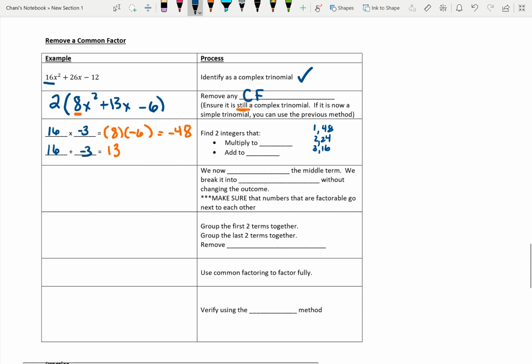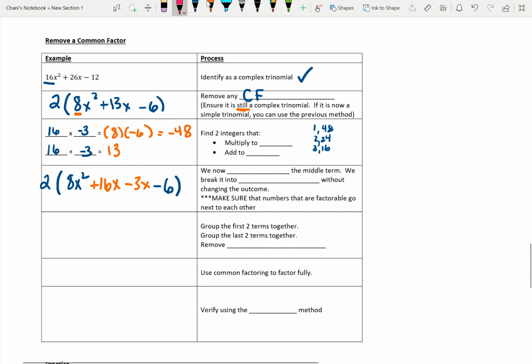So remember, I want to put numbers next to each other that make the most sense. So the 2 stays out here, and then I start with my 8x squared, and here's where I decompose the middle term. So instead of 13x, I do 16x minus 3x. Okay, that is the middle term decomposed. And then I have my subtract 6. Notice I put the 16 first because it will common factor nicely with 8. And then I did the -3. It will common factor nicely with 6. And I can close my bracket. Again, notice the 2 stays out there.